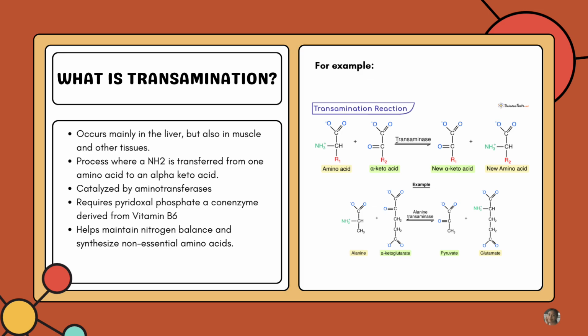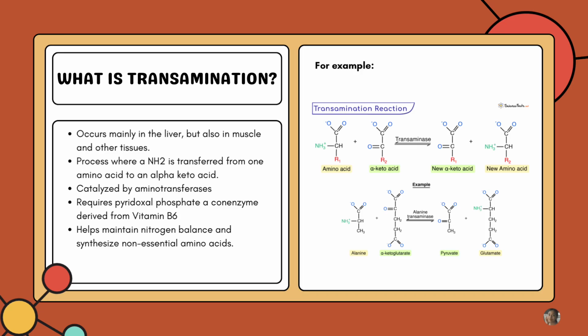And the products that you have are your new alpha keto acid, where the original amino acid is left behind as a carbon skeleton, and you then have a new amino acid, where the original alpha keto acid now carries the amino group. And what happens here is basically just the transfer of places.